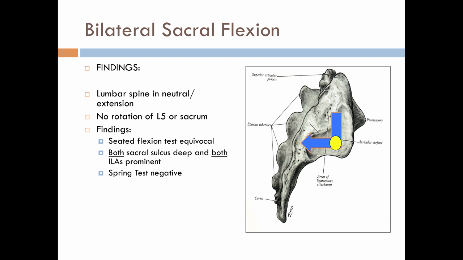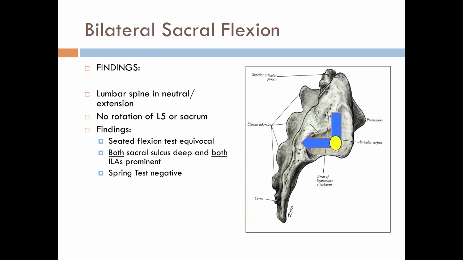So with the bilateral sacral flexion, there's inferior motion down this portion of the SI joint and posterior motion down this portion, which results in the sacral base moving anterior and the apex moving posterior. In the bilateral dysfunctions, there is no rotation, so neither the sacrum nor L5 will be rotating. There will just be flexion and extension motion.